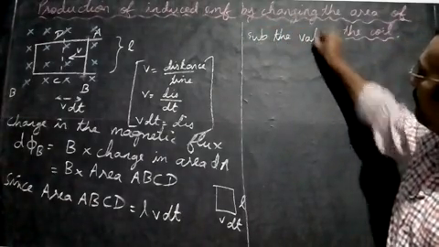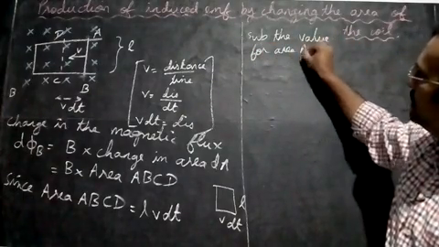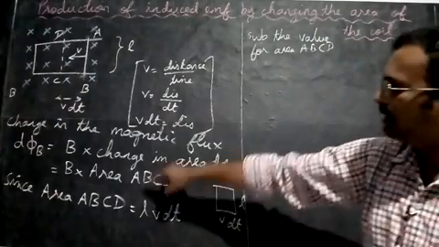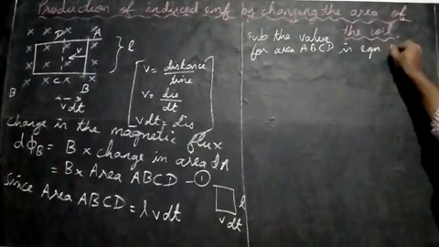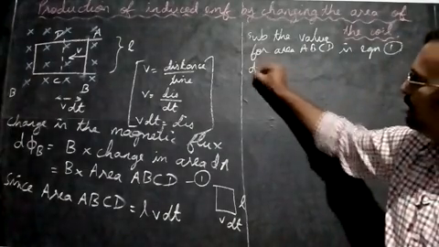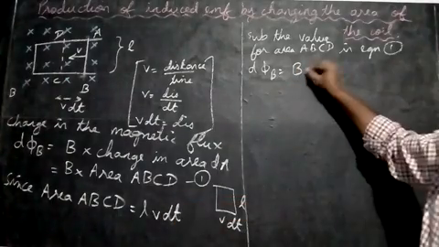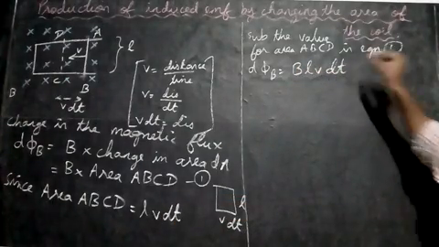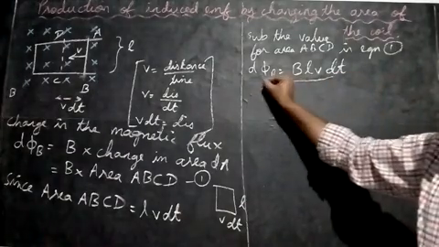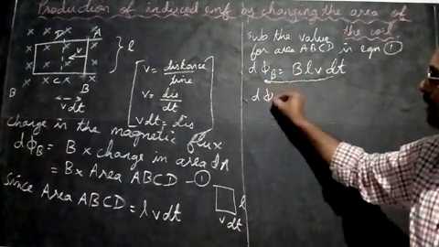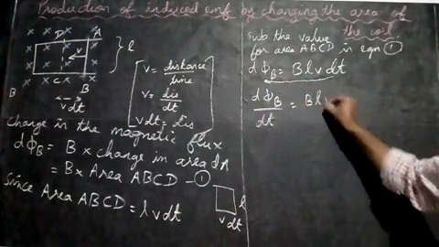Substitute the value for area ABCD. In this, that is equation 1. In equation 1, substitute here and see. So here d phi b is equal to B into, and here we have L and V into dt. BLV dt. Now what happens is we take this dt downwards here. So we get d phi b by dt is equal to BLV.